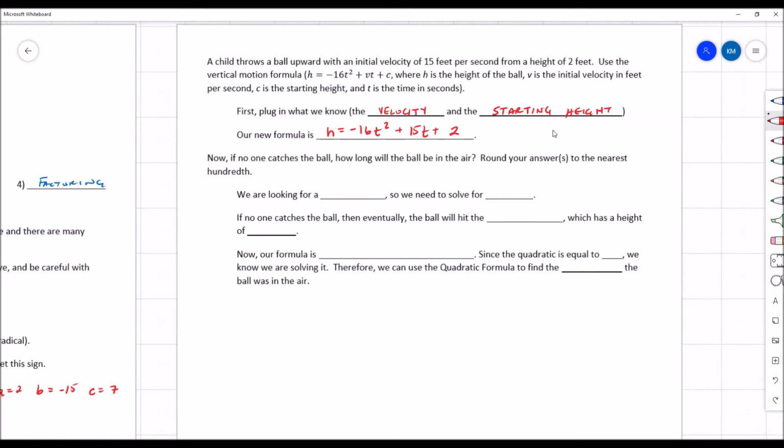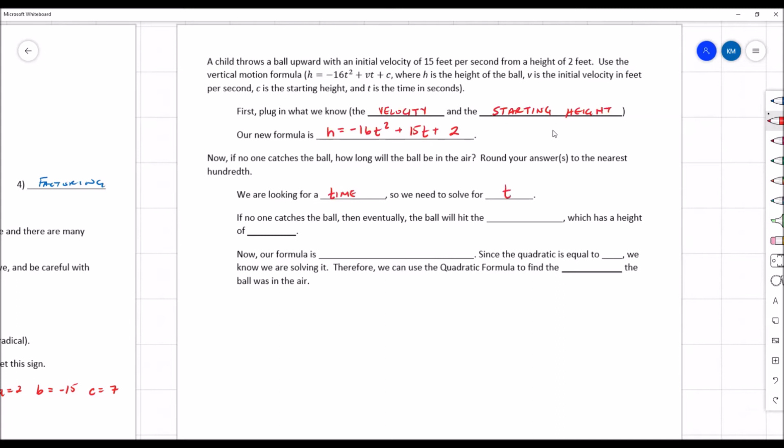Now, if no one catches the ball, how long will the ball be in the air? Round your answer to the nearest hundredth. That's 2 decimal places. We are looking for a time, so we need to solve for t.